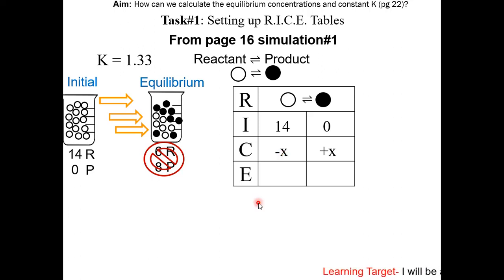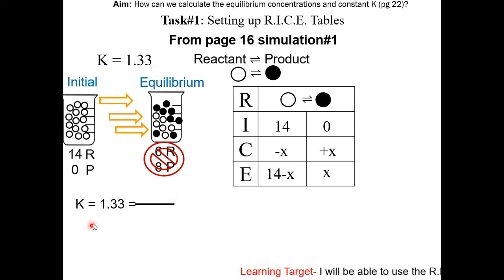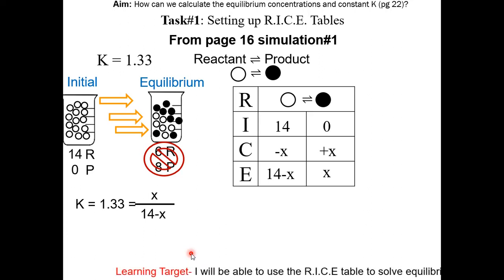So at equilibrium, the amount of reactant will be 14 minus X. The amount of product will be X. The next step is to figure out the value of X. To do that, we need the K constant. The value of the K constant for this reaction is 1.33. Next, we set up the equation for the K constant. K is equal to 1.33, which is equal to product over reactant. So it'll be X over 14 minus X. Next, we use some algebra and solve for X. X is equal to 8.